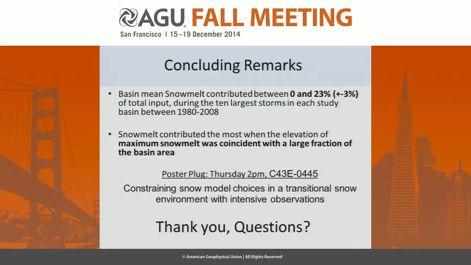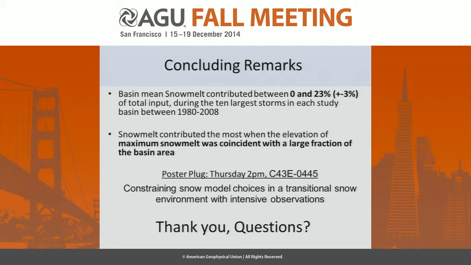So to conclude, we found the historical snowmelt contribution for these three basins over our study period was between 0 and 23%, plus or minus 3%, and that when the elevation of maximum snowmelt coincided with the largest area, it can be very important. That's interesting in the context of a potentially rising snow level in the future, and how this may shift to larger contributions, depending on the basin hypsometry.